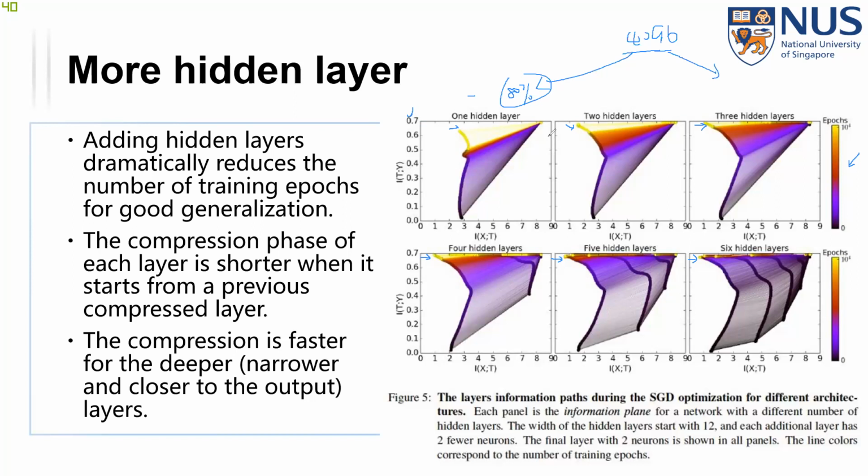By the way, is there any explanation for why this happens? So this graph is just a result, right? Yes, this is the result of adding more hidden layers. You can see the red part, which means many epochs, the yellow part takes a very long time here, and after we add in layers, the yellow part starts to shrink.